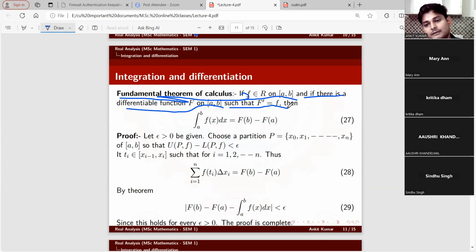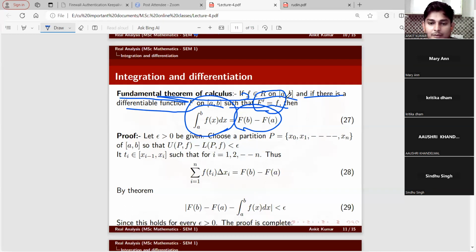First of all, we suppose f is Riemann integrable, and second, we suppose there is a differentiable function capital F on the closed interval a, b such that F dash is equal to f. Then the integration from a to b of f(x) dx is equal to F(b) minus F(a).